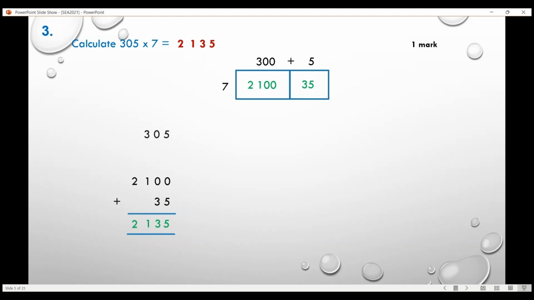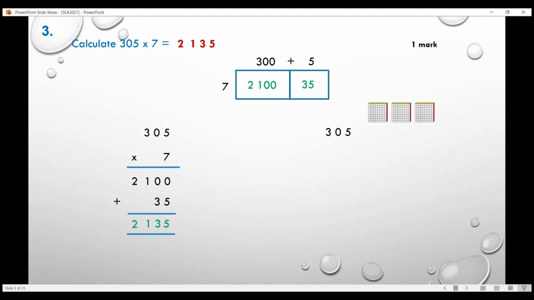Some students prefer to write it like this, 305 times 7. So they worked it as if we had 7 times 300. That will give us 2100. 7 times 5 is 35 because 7 zeros are 0. So they'll work it as if it is a long multiplication question. Others prefer to write it, and their teachers show them this in class all the time.